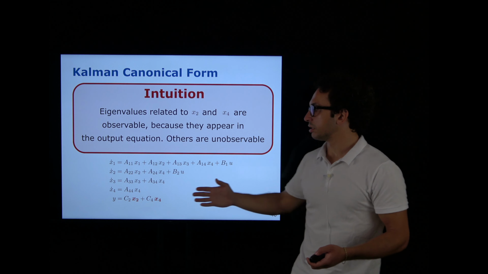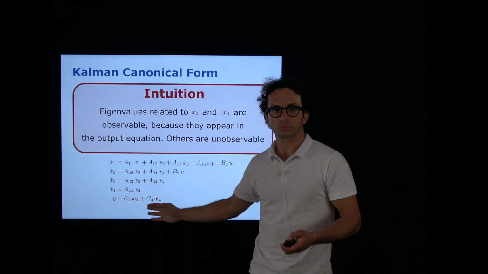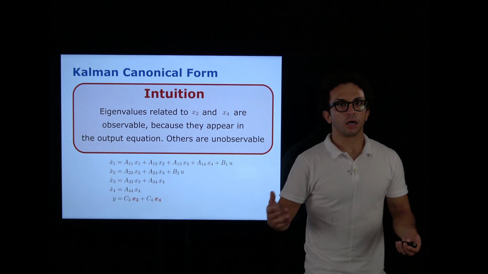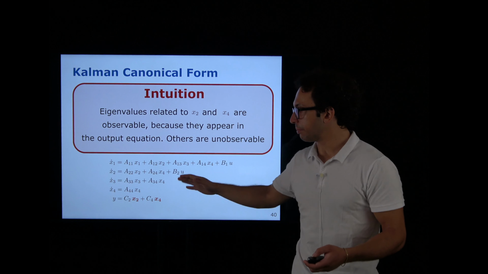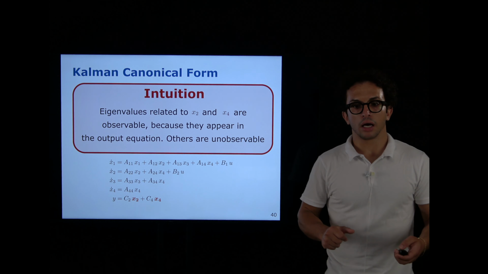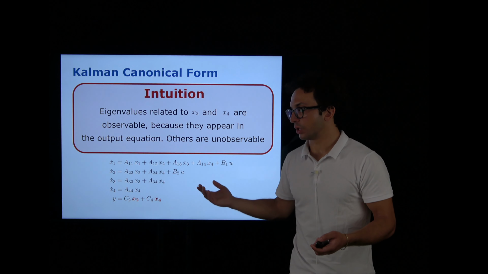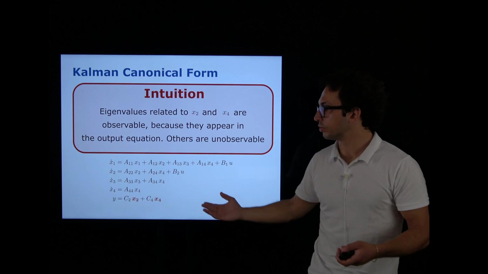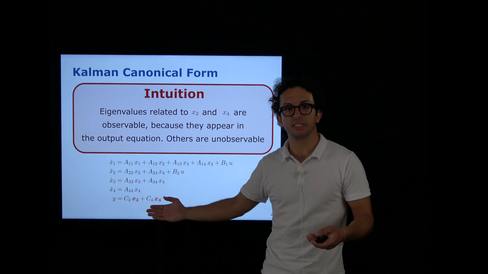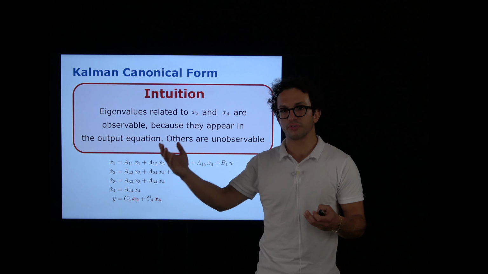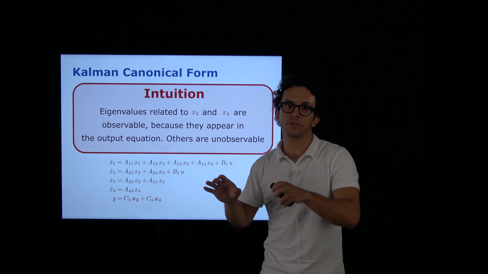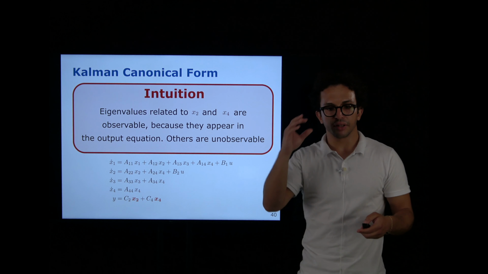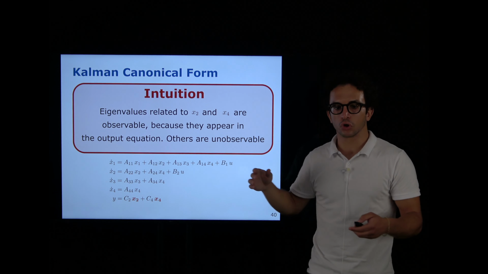So the eigenvalues that belong to x2 and x4 are observable because they appear in the output equation. And all the others, the ones related to x1 and x3, are not observable. Also for this, you remember that the shape of the C matrix was 0, C2, 0, C4. So only where you have non-zero entries, you have observability. And in this way, you have everything that is controllable and observable.